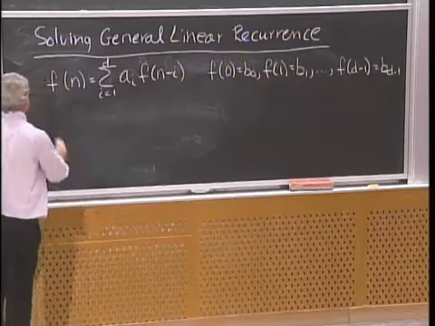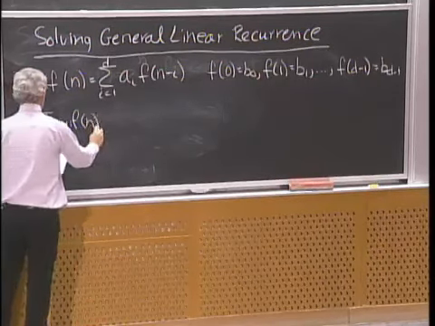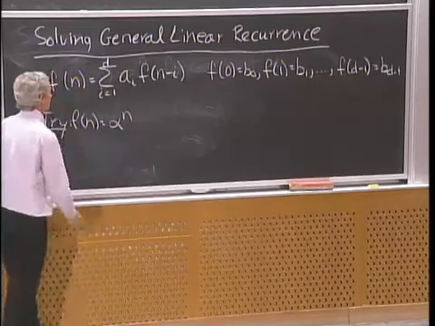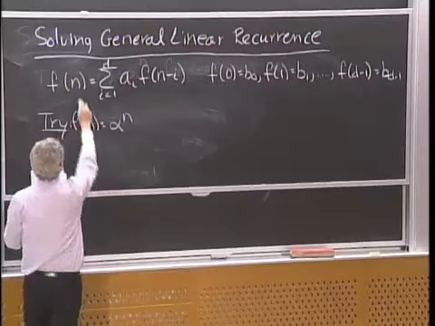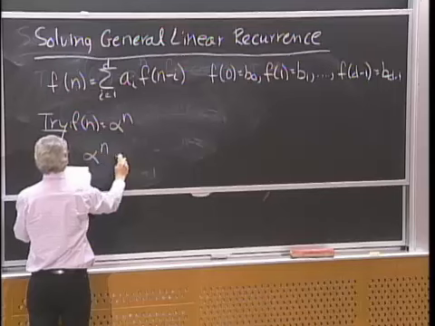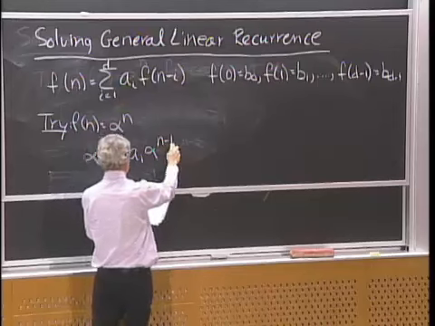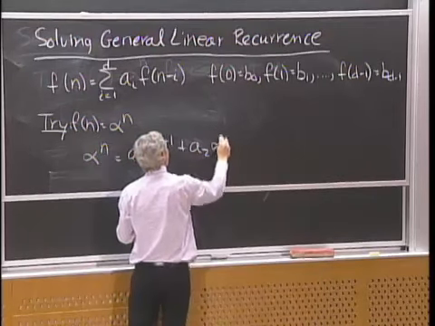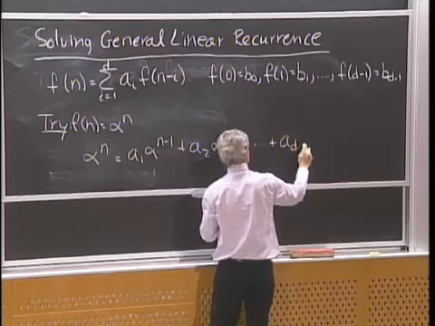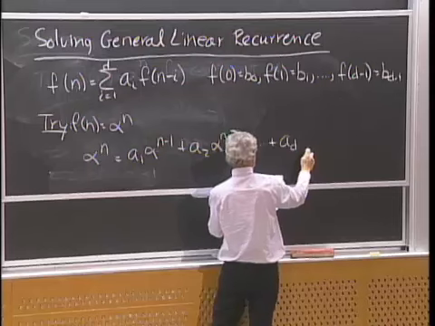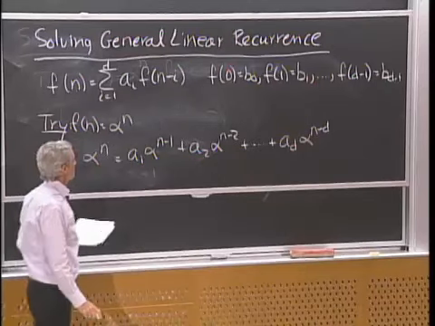All right, and now I'm going to try f of n is alpha to the n. We're going to plug it into this expression. And then when we do, we get alpha to the n equals a1 alpha to the n minus 1 plus a2 alpha to the n minus 2, all the way down to a sub d alpha to the n minus d. All right, just plugging into there.